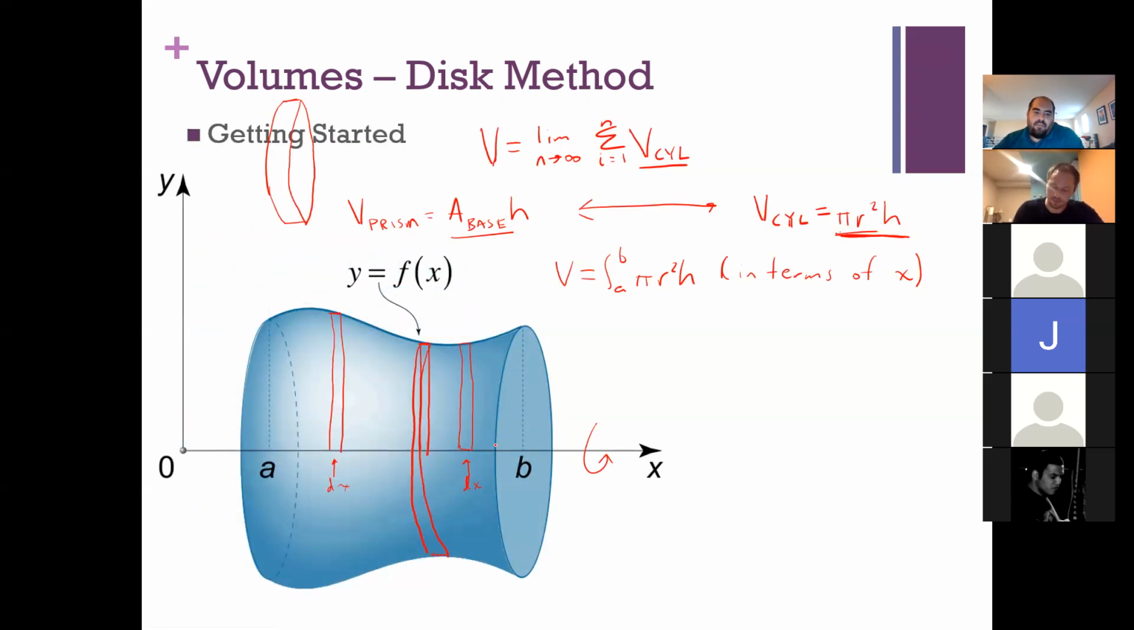So the center of our circles is always going to be the x-axis. The circumference of the circle, the edge of the circle, is always going to be given by whatever the value of this function is. So our first move here is we can swap out r with f of x, so f of x squared.